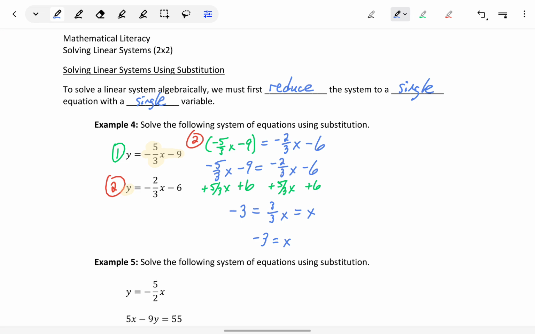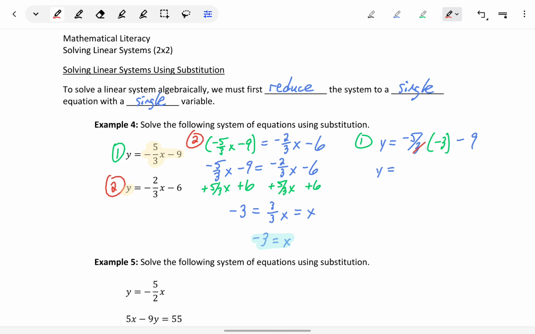Now what we're going to do is take this result that we came up with, -3 is equal to x, and plug that back into either of the original equations. It doesn't matter which one we choose, but I'm going to go ahead and go with equation 1. And I'm going to rewrite it as y equals -5/3, and in place of x, I'm going to plug in -3, minus 9. And then we just solve for y from there. This equation is already solved for y, so all we need to do is evaluate the expression on the right-hand side.